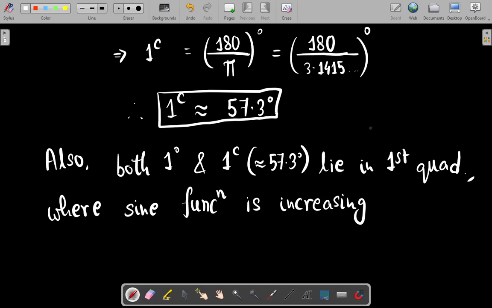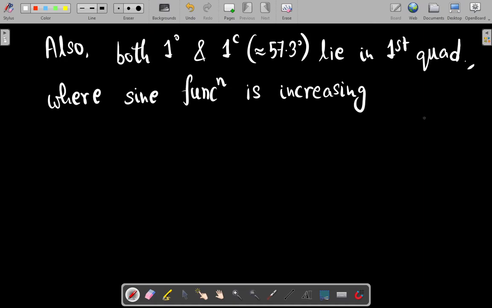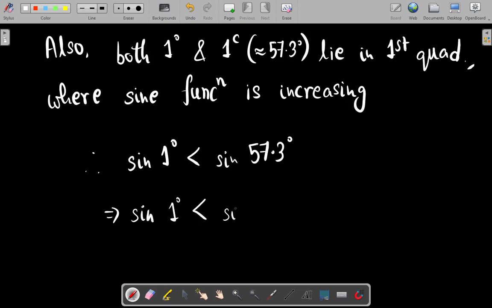If you see the graph of the sine curve, in the first quadrant the value is increasing, from 0 to pi upon 2, where it reaches the peak value. This is the sine curve roughly. So the sine function is increasing in the first quadrant. Therefore, sine of 1 degree will be smaller than sine of 57.3 degrees, since it is an increasing function and both are in the first quadrant. So we can conclude that sine of 1 degree is smaller than sine of 1 radian. And this is the required proof here.